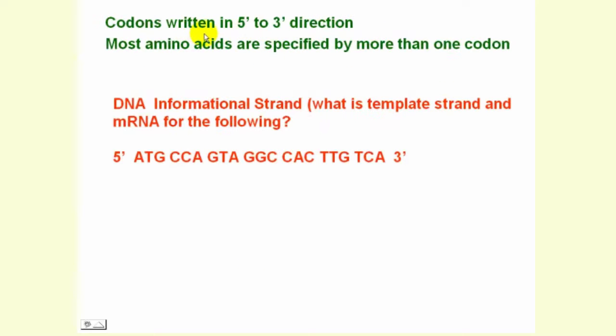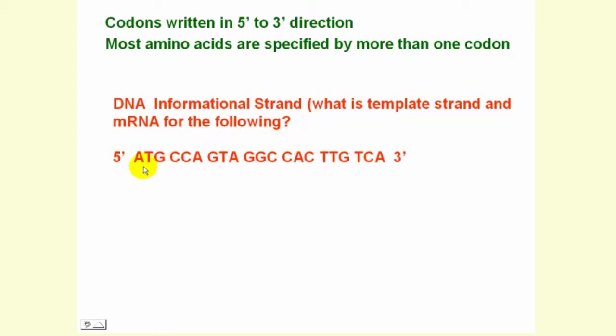Codons are written in the 5' to 3' direction. Basically, you have your 20 amino acids, right? Most amino acids are going to be specified by more than one of these codons. And I'll show you the relationship between the DNA informational strand, the template strand, the messenger RNA, and then how the protein is synthesized. Here it says this is the DNA informational strand. What is the template strand and the messenger RNA for the following?